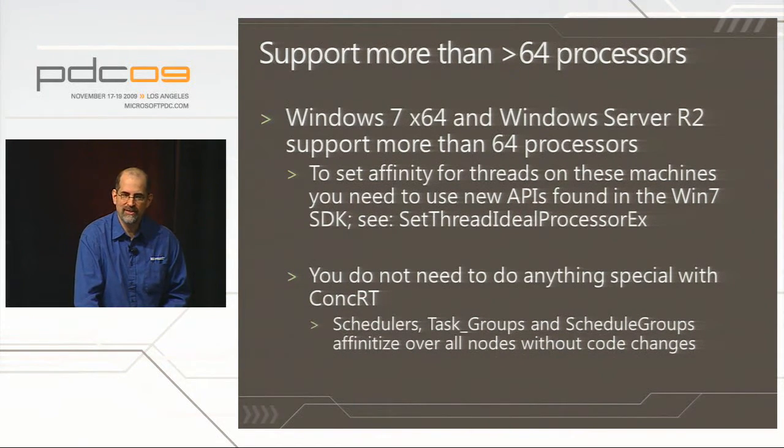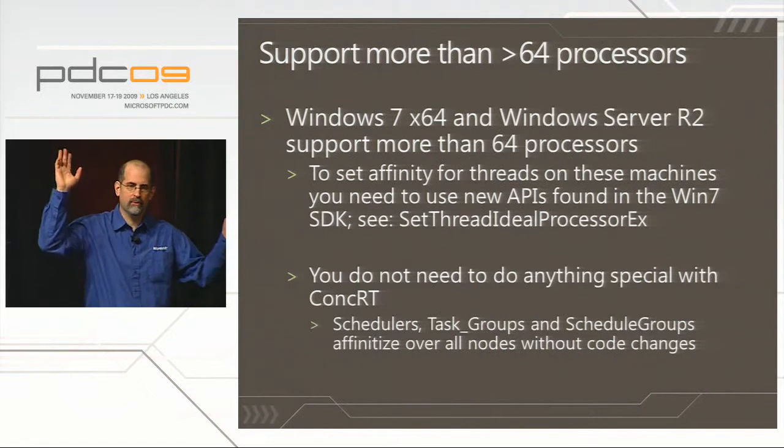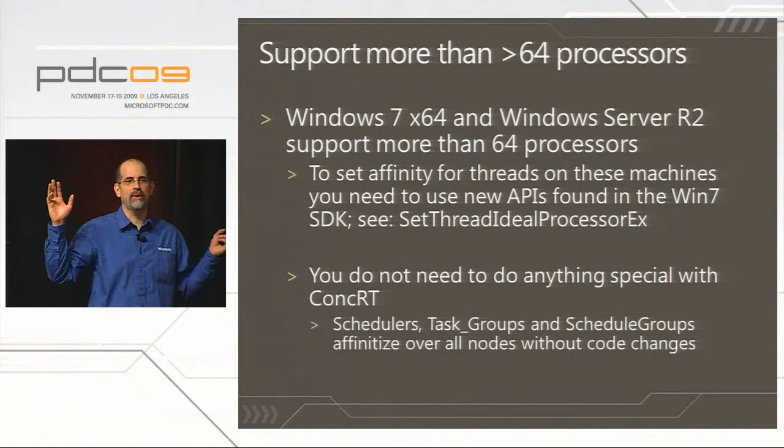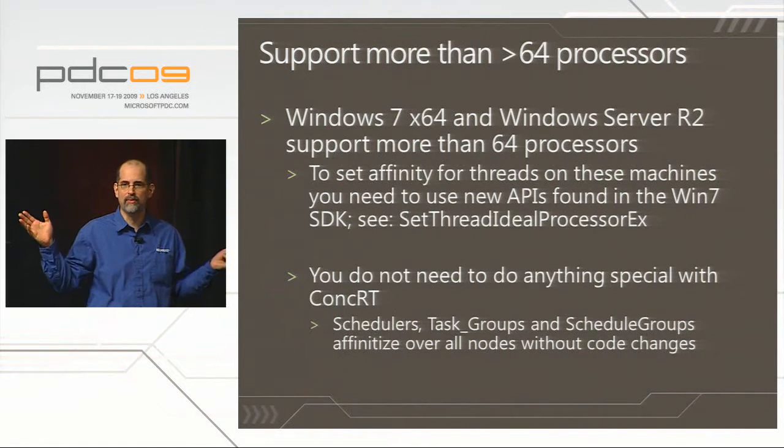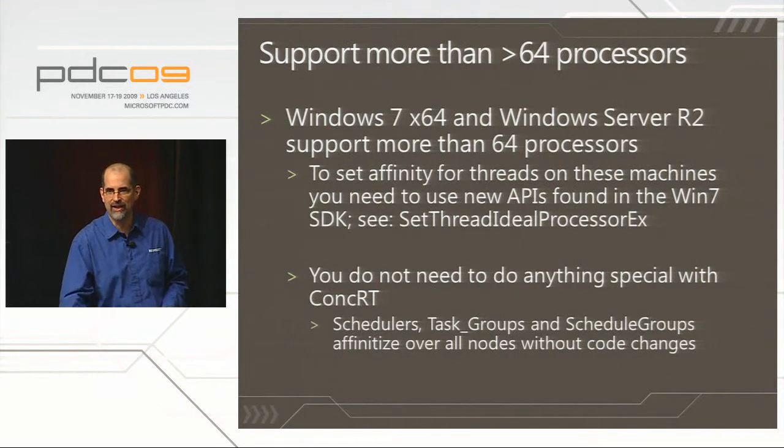So 64 as a limit is too small. 32, oh, we're gone, right? You can't use 32-bit programs anymore. You won't be able to use this machine, right? If I compiled for 32-bit, I can only get 32 cores on this machine. So I have to have a 64-bit app, so I can run on this machine.